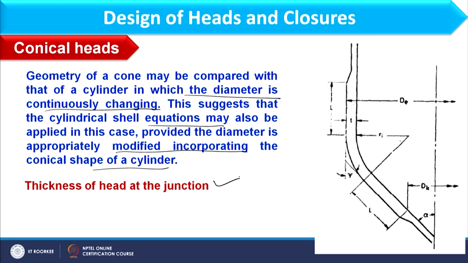First, we compute the thickness of the head at the junction. Now what is the junction? Junction is basically the part where it is attached to the shell. For example, if I am having this conical shape, you can see this image where this conical shape is there. You see, this is the conical shape which is attached to the shell. Okay. So wherever this curved part is there, or if that curved part is not there, it will be directly attached to the shell. So the junction means this part where it is attached to the shell.